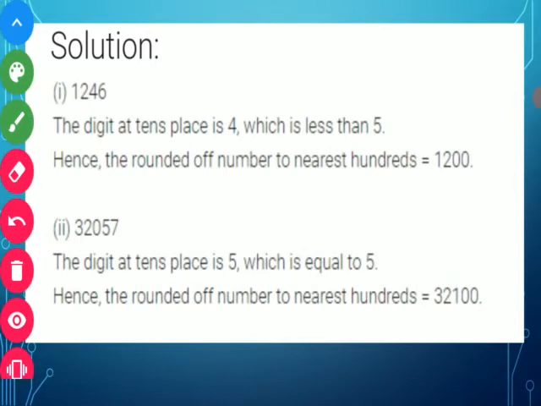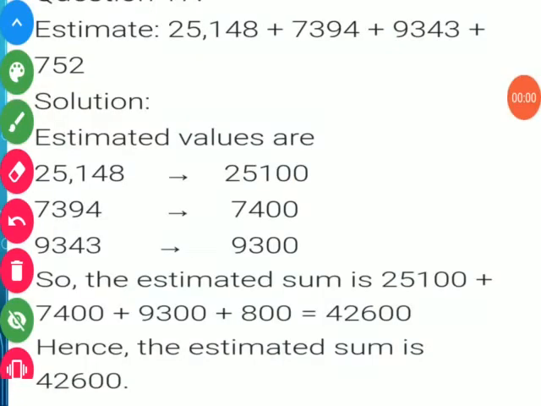Similarly, let us do the next question. The next number is 32,057 and we have to round it off to the nearest 100. For rounding off to the nearest 100, we will see the tens place. The tens place is equal to 5 here. So one carry will be given to the 100 place, and the tens place and the ones place will become 0. So the rounded off number will be 32,100.